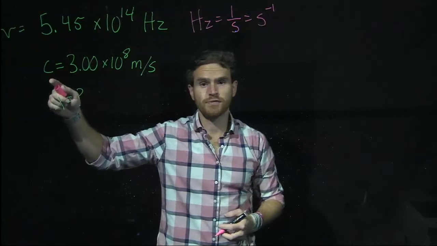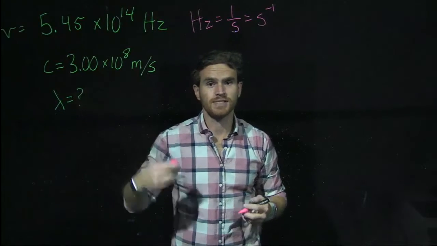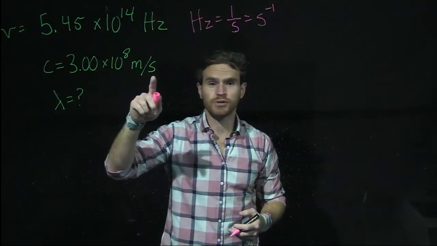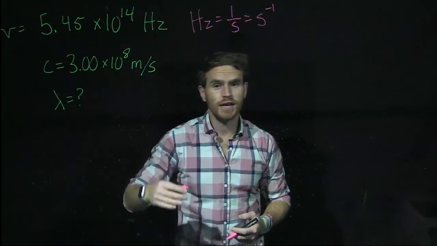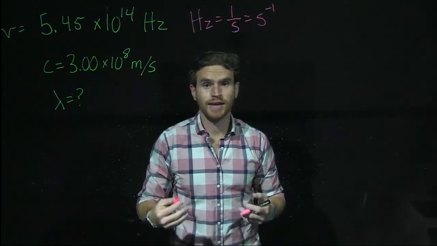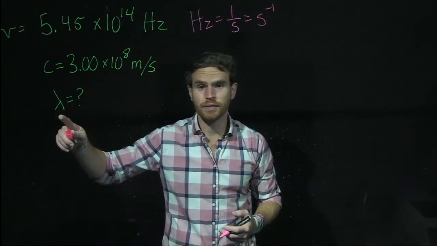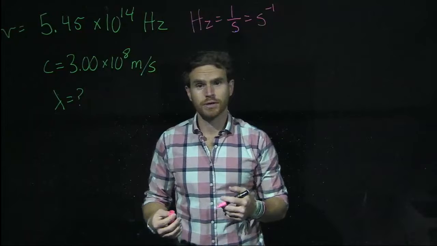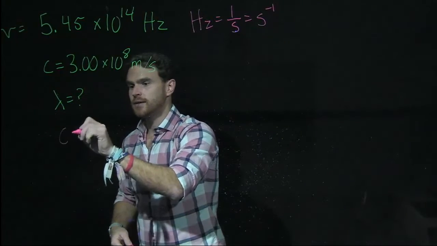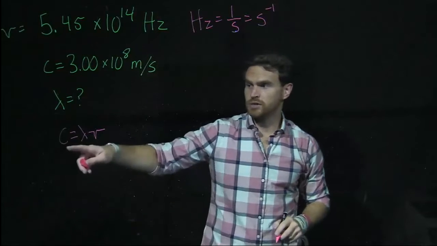You were given the speed of light, which is a universal constant of 3.00 times 10 to the 8 meters per second. And the meters part is important because if you notice, all of the answers that were given to you were in nanometers. So that means we are going to want our final answer for wavelength to be in nanometers.